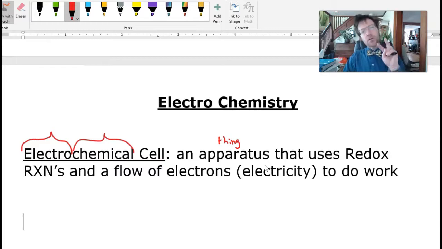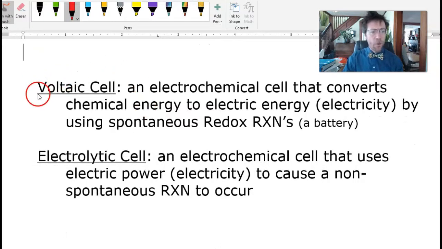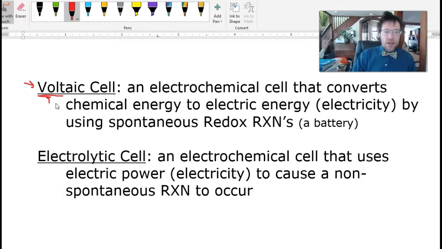So for us, there are only two kinds of electrochemical cells that we will be dealing with. First one, the one that most people know about and are aware of, the voltaic cell. See how there's a volt in there? That means that this thing is going to produce voltage. It's basically a battery. A voltaic cell is, specifically speaking, an electrochemical cell that converts chemical energy to electric energy, electricity, by using a spontaneous redox reaction.